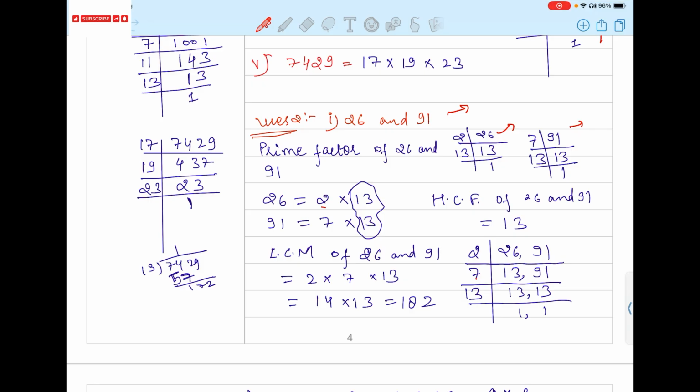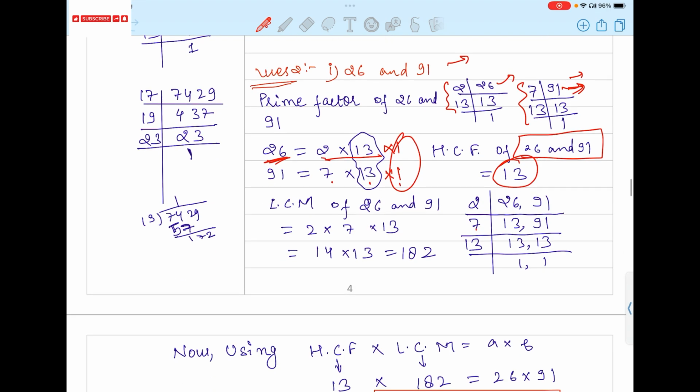First we did the prime factorization of 26, which is 2 into 13, into 1, and we find the HCF. Similarly, the prime factorization of 91 is 7 into 13 into 1, so the common factor between them is 13 and 1. So the HCF of 26 and 91 is 13. Now let us find the LCM of 26 and 91.